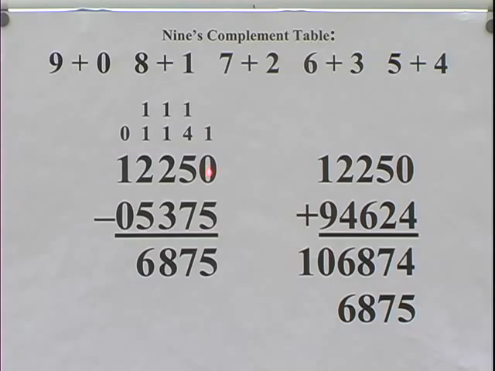Five is greater than 0, so I have to borrow 1 from this 5, that becomes a 4, this becomes a 10. 7 is greater than 4, so I have to borrow 1 from this, that becomes a 1, this becomes 14. 3 is greater than 1, so I have to borrow 1 from this 2, that becomes a 1, and this becomes an 11. 5 is greater than 1, I have to borrow 1 from this, it becomes a 0, and this becomes an 11. So the minuend has been modified now to read 0, 11, 11, 14, 10.